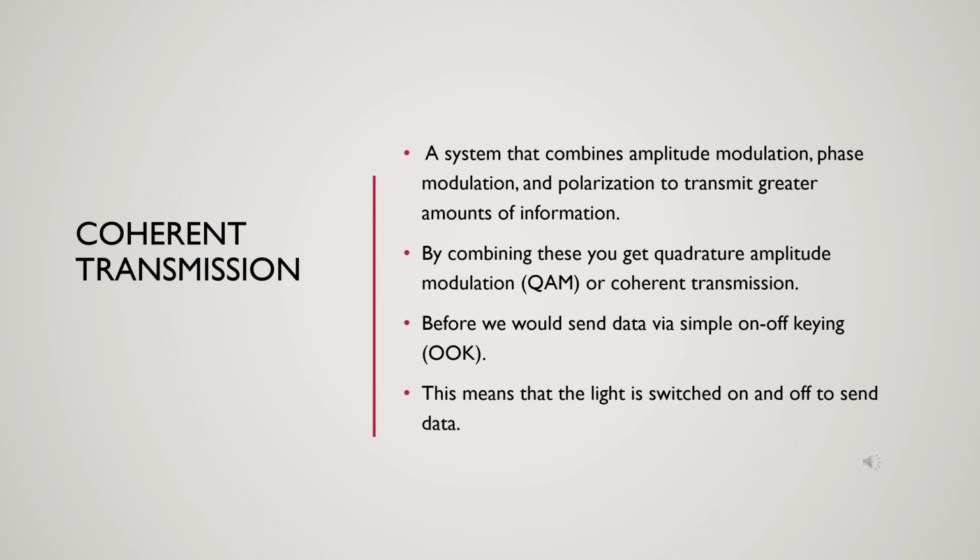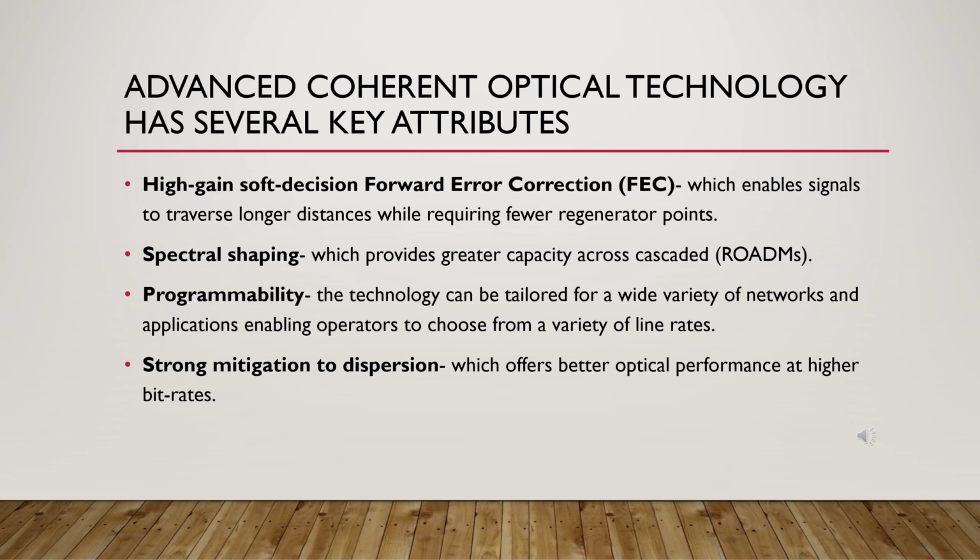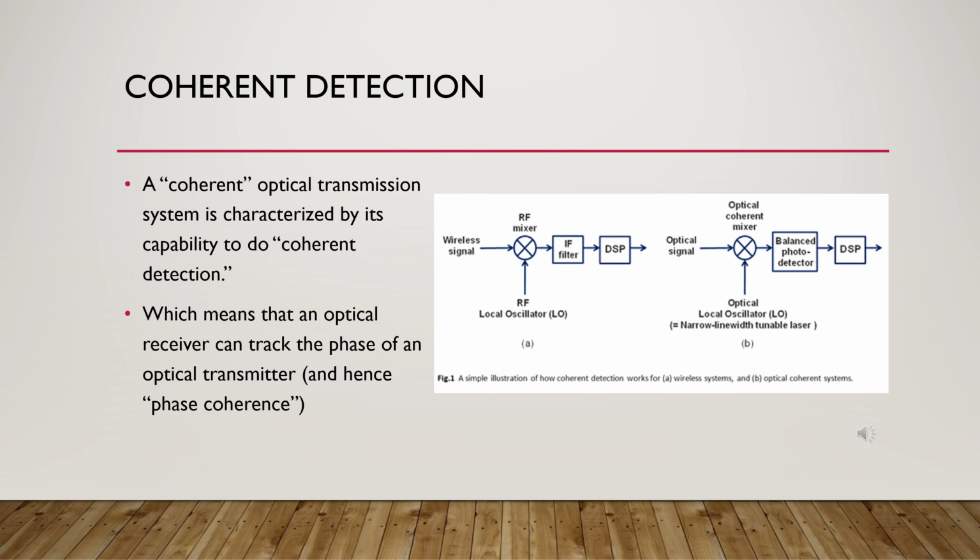Coherent transmission is a system that combines amplitude modulation, phase modulation, and polarization. In this case, we can transmit greater amounts of information. Advanced coherent optical has several key attributes, which are high gain soft decision, spectral shaping, programmability, and strong mitigation of dispersion. We also have coherent detection, which means that an optical receiver can track the phase of an optical transmitter. In figure 1, we can see how coherent detection works in a wireless system and an optical coherent system.